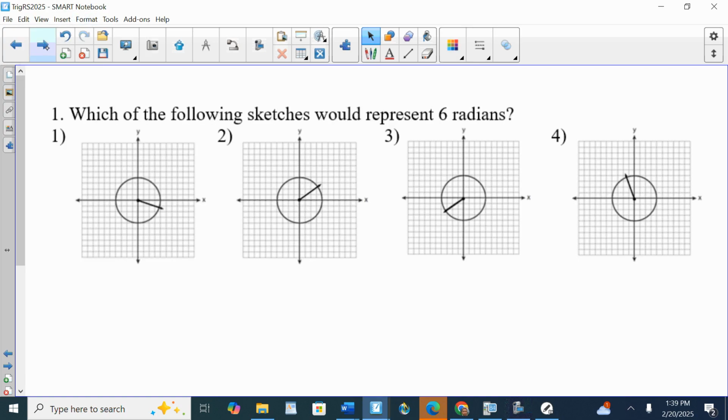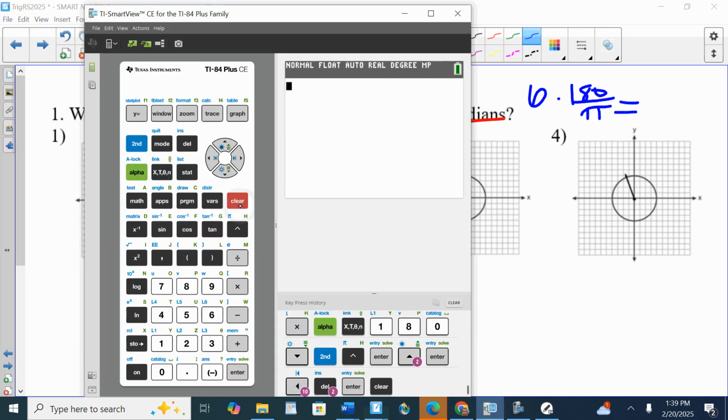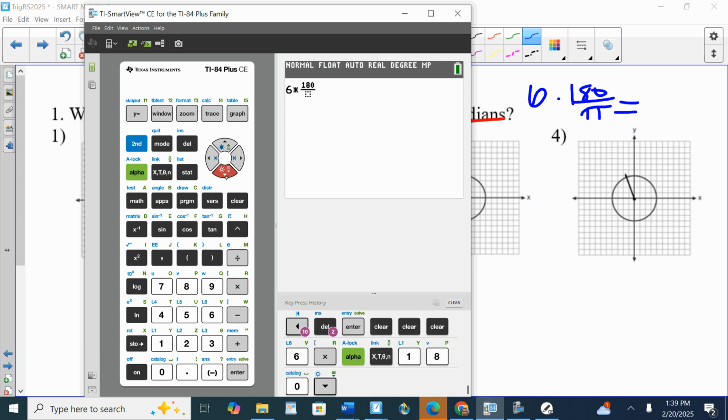Well, I don't think in radians, at least not at this level. I think in degrees. So if I see radians, I convert to degrees by multiplying by 180 over pi. You need to know to convert to degrees, you multiply by 180 over pi. So I have 6 times alpha x 180 over pi.